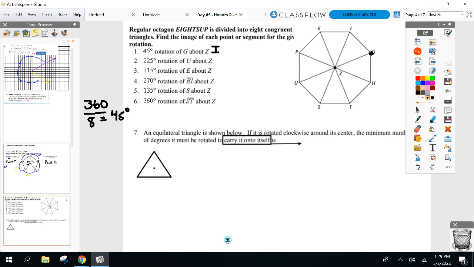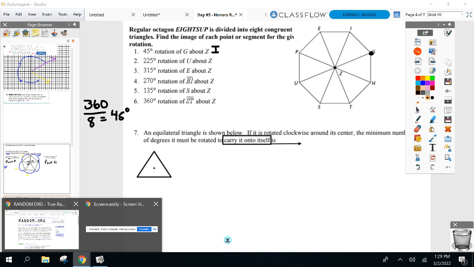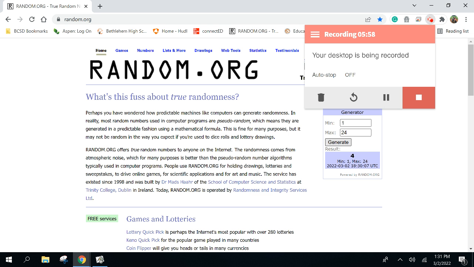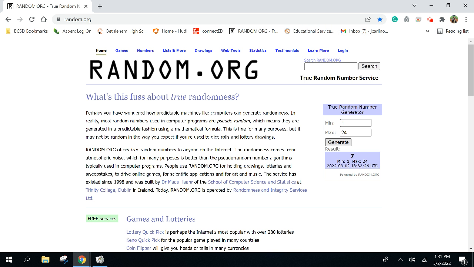2 through 6. Do not get scared when you have to rotate a segment. Rotating a segment is the same as just rotating the 2 points. All right, go ahead, talk it through in your group, by yourself, whatever you prefer. And I'll call on 5 people here in a minute. What do you say? All right, question 2, 225 degrees. Where do I end up?